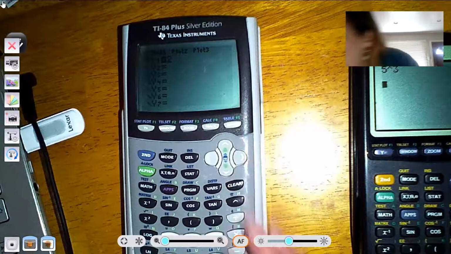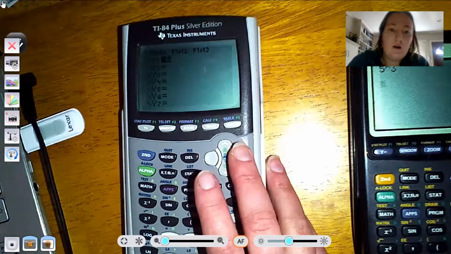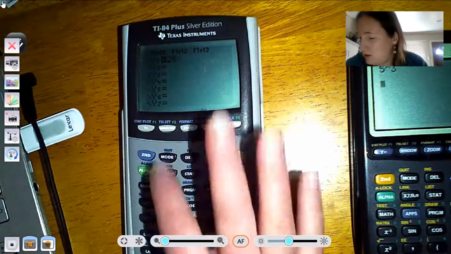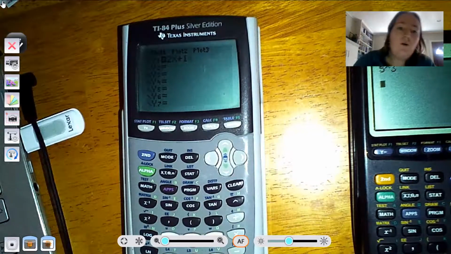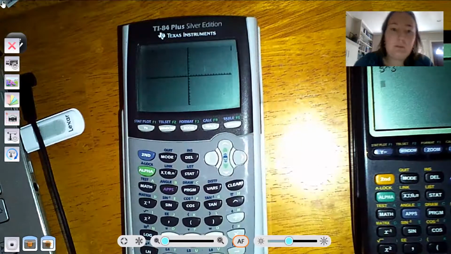So I think I've scrolled too far. Let's see. There, this is standard line. What did I have? I had 2x plus 1. All right, so again, since it's highlighted, it will graph it when I hit graph.